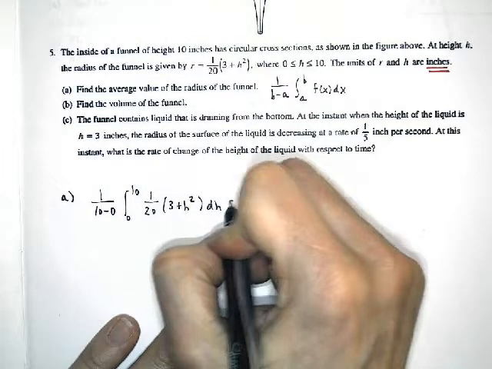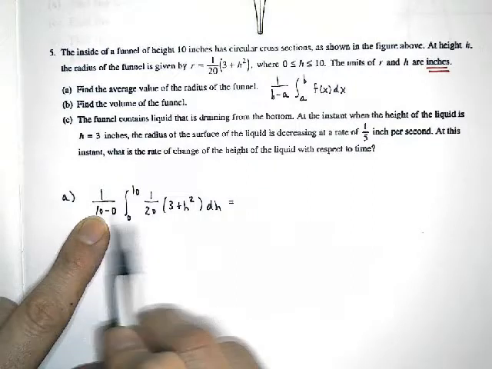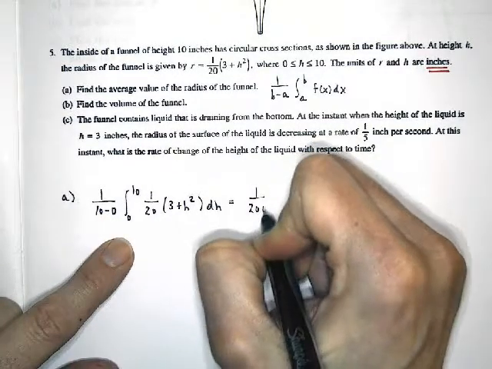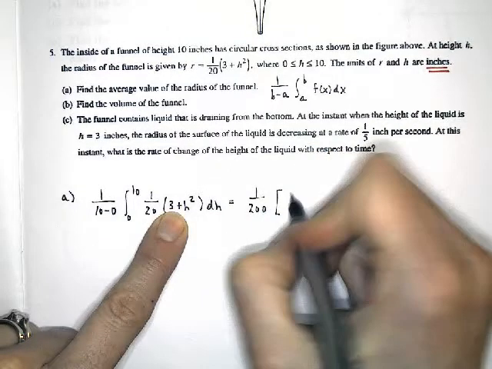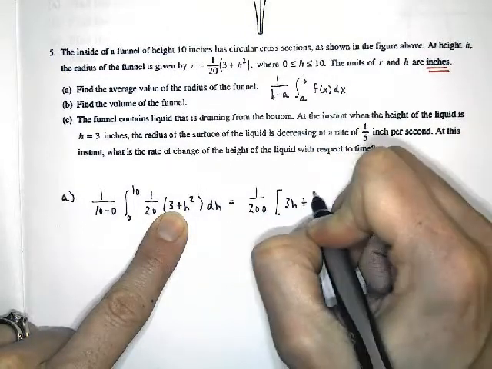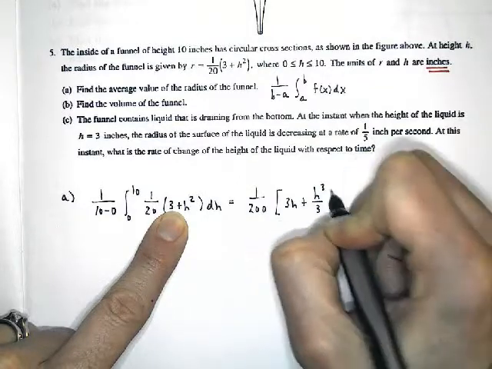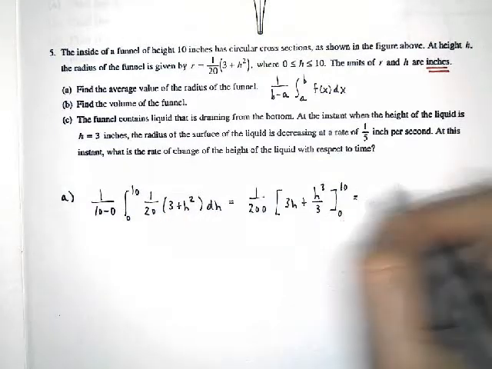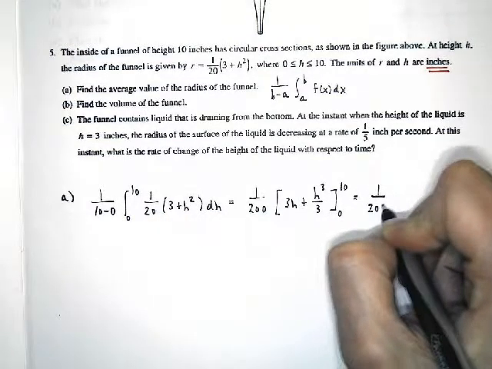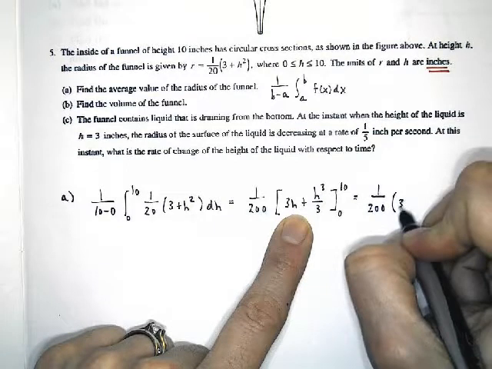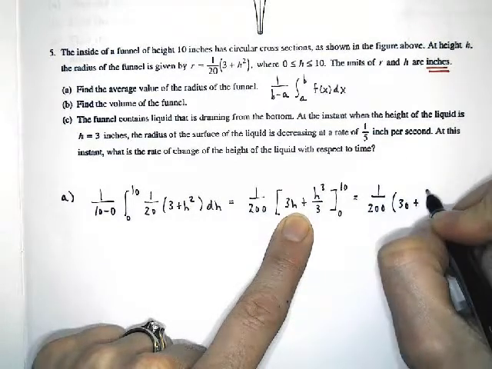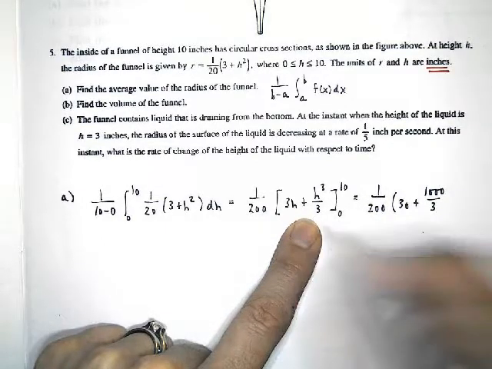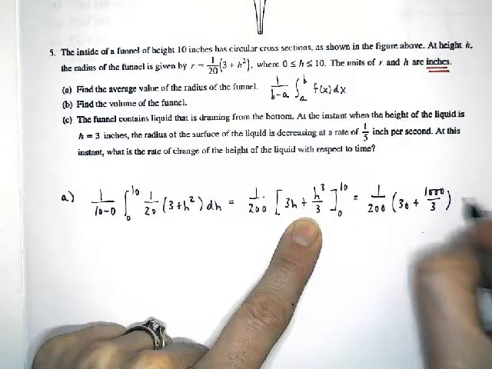So now, let's see, I know this is 1/10. I'm going to bring my 1/20th out front. So if I multiply those, I have 1 over 200. Now my antiderivative is going to be 3h plus h cubed over 3. And we're evaluating that between 0 and 10. So I have 1 over 200 times 3 times 10 is 30, plus 10 cubed is 1,000 over 3. And then if I were to subtract 0, that's just 0, so I don't have to worry about it.